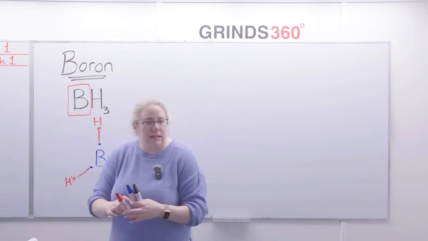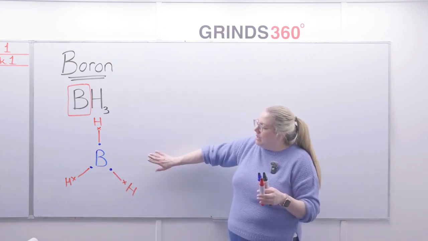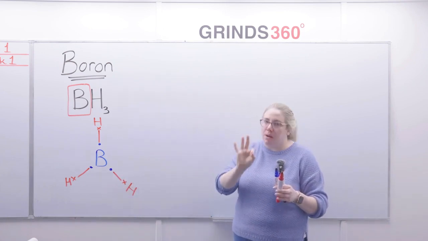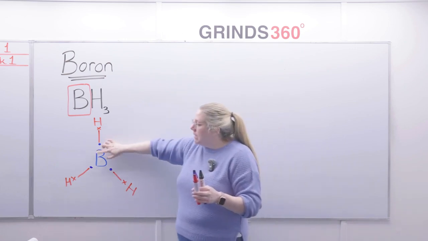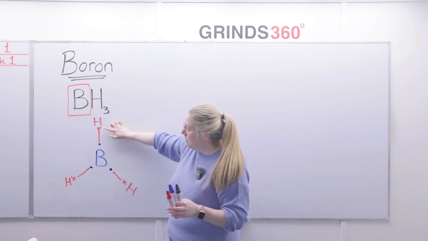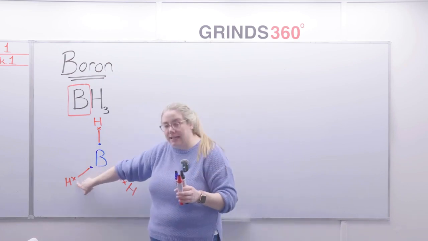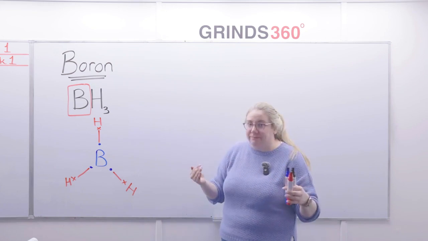Now, if anyone has eagle eyes, you're going to notice a problem here. Boron can only form 3 bonds. It can't form more than 3. So if you were to count up the total number of electrons that boron now has, it has 3 of its own, 4, 5, 6. That's not 8. It's fine.